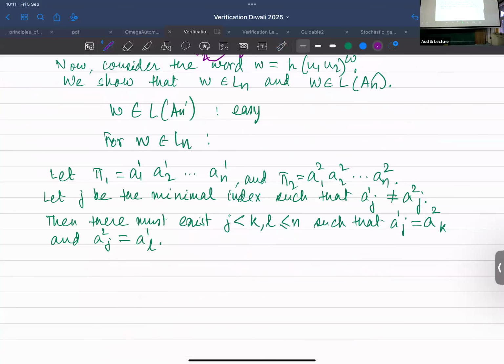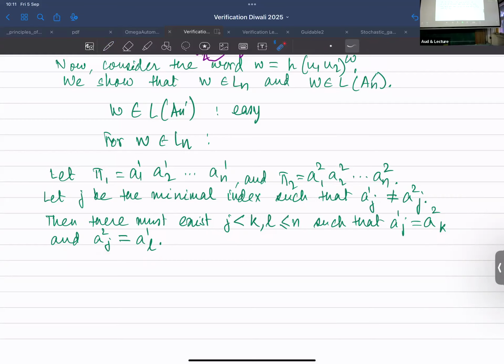Suppose my pi1 is of this form and pi2 is of this form. Can you try to find me the cycle? Let j be the minimal index such that aj1 is not equal to aj2. So there must exist some k and l, such that j is less than k, l and they are less than or equal to n, such that aj1 is equal to ak2 and aj2 equal to al1. This is what we saw.